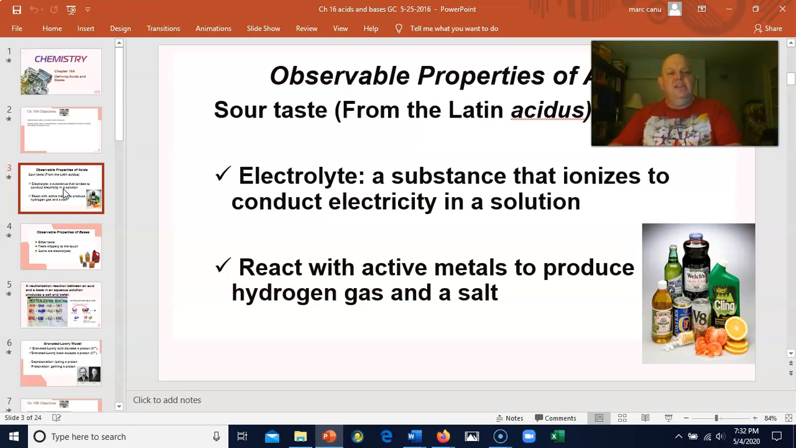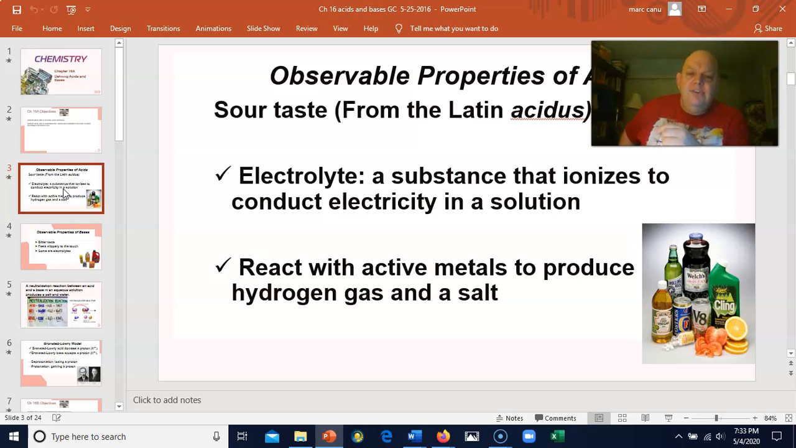So if I had a glass of pure water and I stuck two wires in there hooked up to a battery and a light bulb, I'm not going to get a lot of results because water is not that great of a conductor of electricity. But if I add some vinegar in there, because vinegar is an acid, you're going to watch that light bulb light up. And the more vinegar you add, the more the light bulb's going to light up.